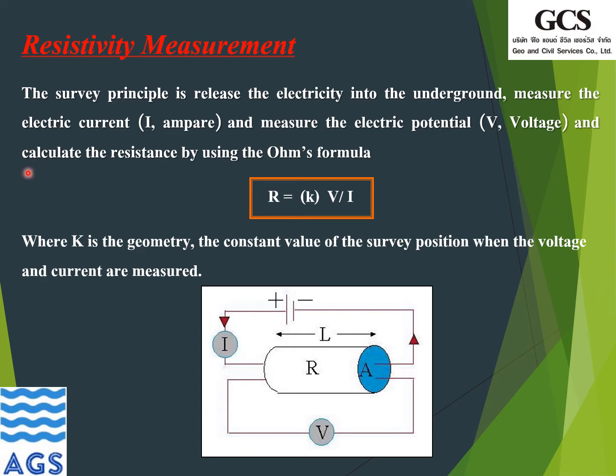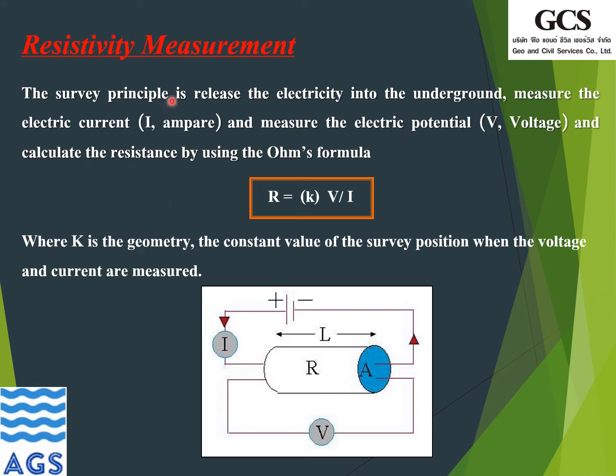An appropriate geophysical survey method for the shallow groundwater is the resistivity measurement, using the principle that when the soil and rock layer contain water, the electrical resistance is lower than in the hard rock layer.